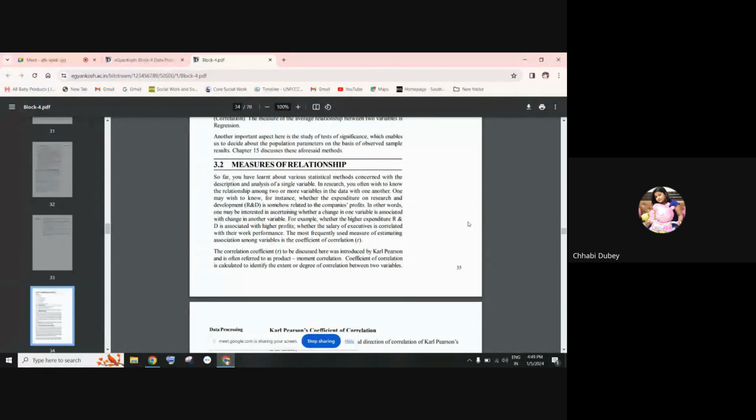Till now, we were talking about the various descriptive statistics, that is, the statistical methods concerned with the description and analysis of a single variable. At times in research, we often have to find out the relationship between two or more variables in the data with one another. For instance, if we have to find out whether the expenditure on research and development is somehow related to the company's profits and so on. So when there are two or more variables involved, we can use inferential statistics.